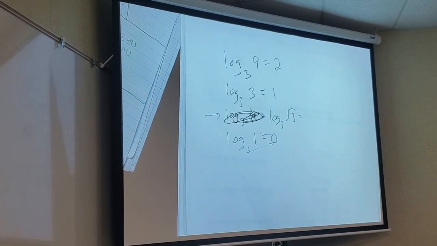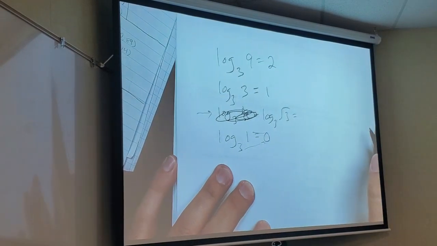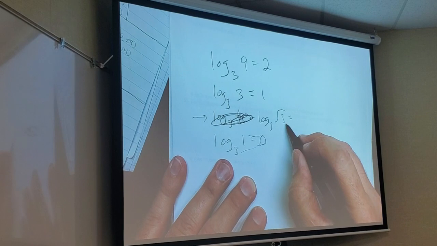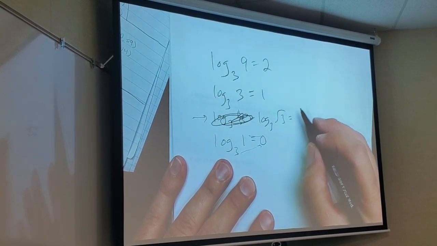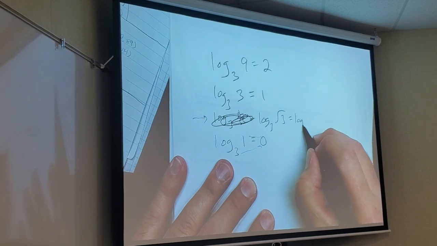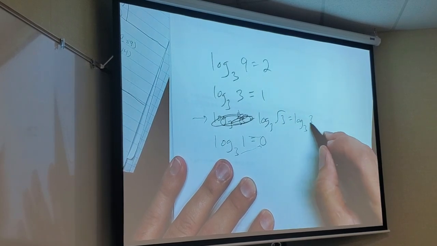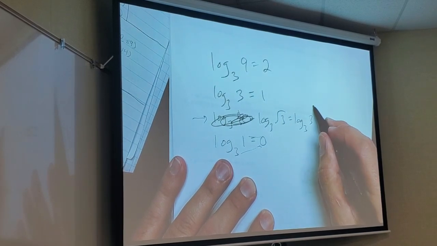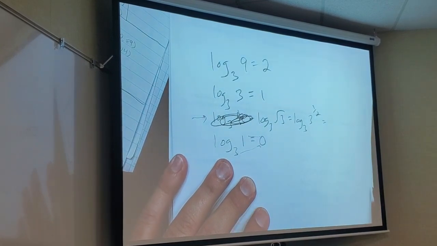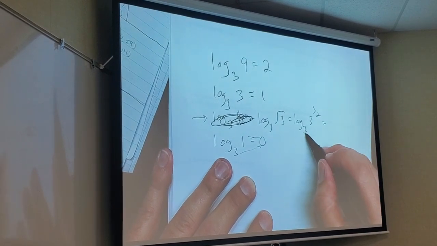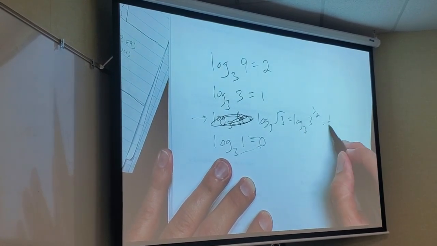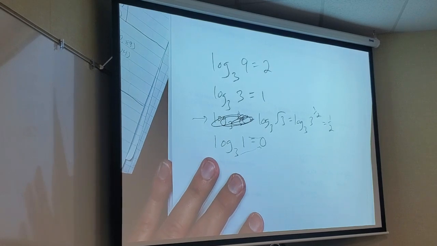What power would be needed? Is it half? Yes, good. What do I raise 3 to make it square root of 3? 1/2. 3 to the 1/2 power, right? In fact, watch this. If you just rewrite the square root of 3 as 3 to the 1/2, then it's almost silly. What power does 3 need to become 3 to the 1/2? Well, 1/2. I can just see that, right?